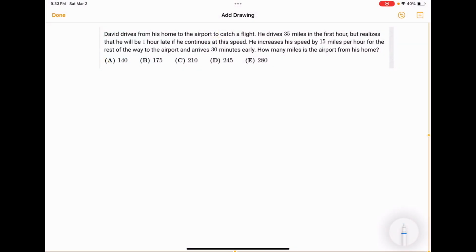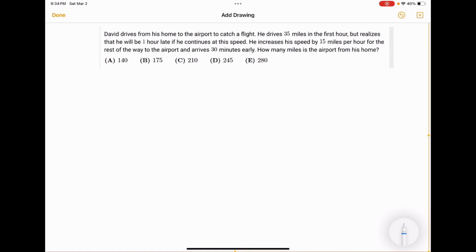The problem states David drives from his home to the airport to catch a flight. He drives 35 miles in the first hour, but realizes that he will be 1 hour late if he continues at this speed. He increases his speed by 15 miles per hour for the rest of the way to the airport and arrives 30 minutes early. How many miles is the airport from his home?